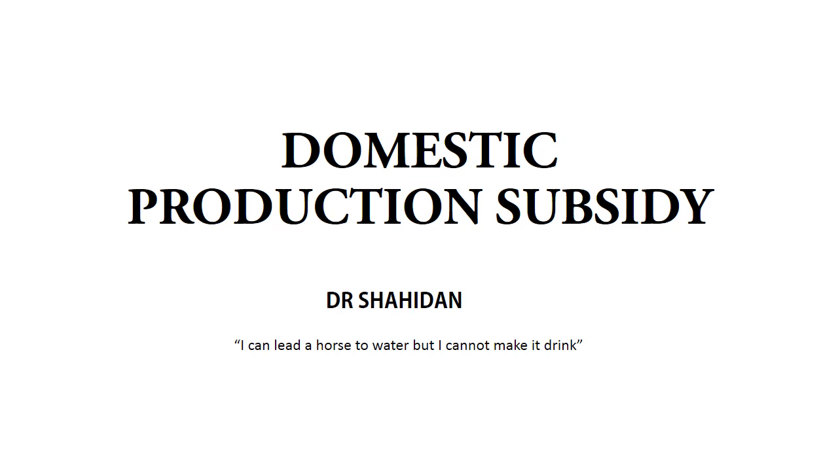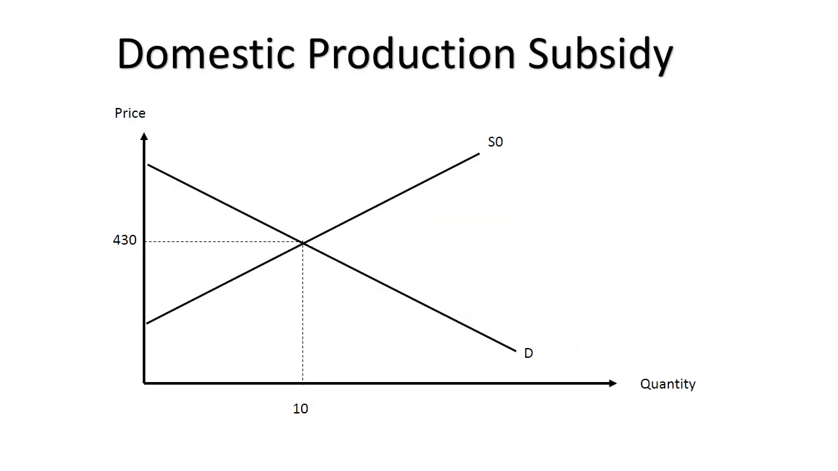Let's take a look at the domestic production subsidy curve. This is the curve for domestic production subsidy, and this is before we have trade. It means that we produce 10 units of good eggs, and we sell them for 430 ringgit. So this is our equilibrium price and this is our equilibrium quantity.